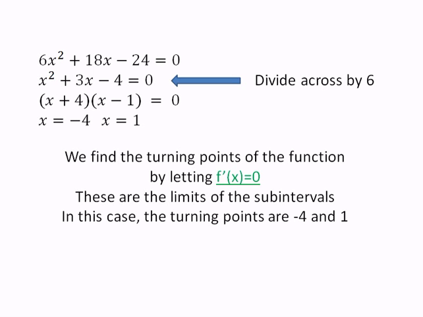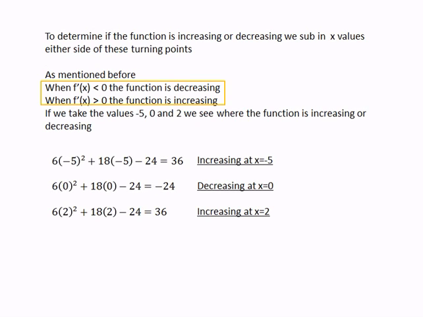First, start off by dividing across by 6, and then this particular equation factorizes to give the answers x = −4 and x = 1. So what we've done here is we found the x coordinates of the turning points. Now, by looking at the result of the derivative at different x values, we can determine if the function is increasing or decreasing. If the value of f′ is greater than 0, that means the gradient is greater than 0, then the function is increasing.